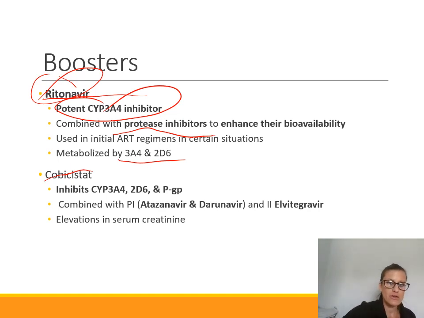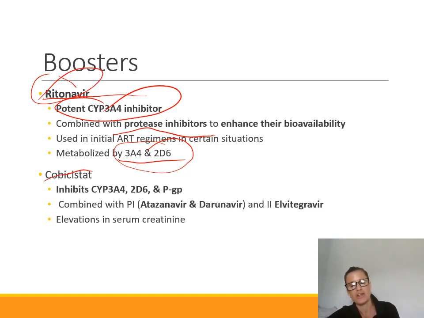Also, because ritonavir is metabolized by CYP enzymes, it's possible that there could be drug interactions from other drugs that affect the ritonavir concentration. And ritonavir is primarily a CYP inhibitor, but it sometimes also shows some stimulation of other CYP enzymes. So it's got a really complex pharmacokinetic profile.